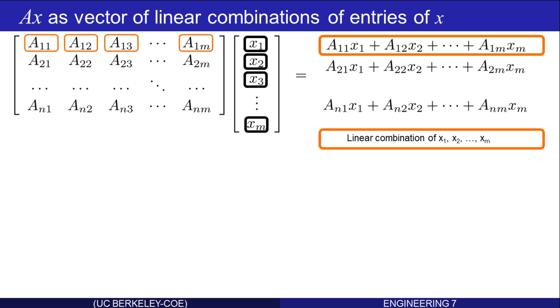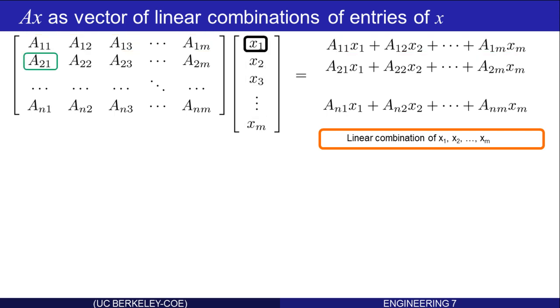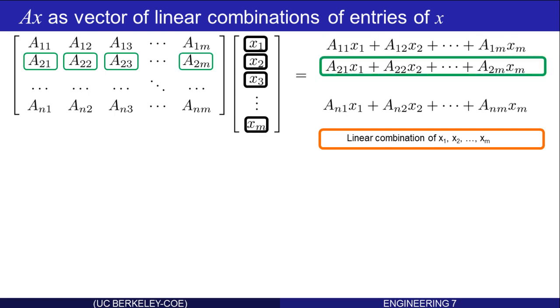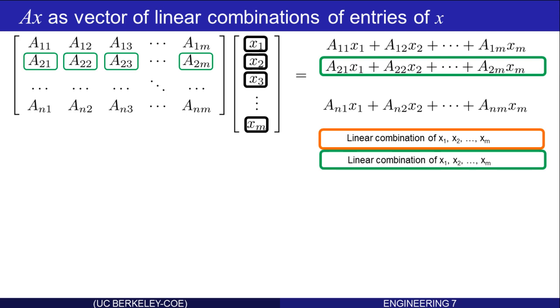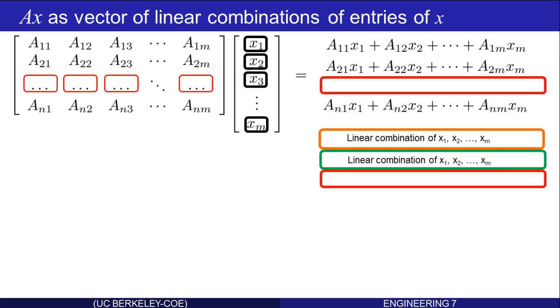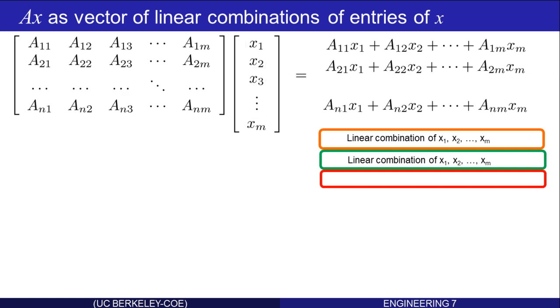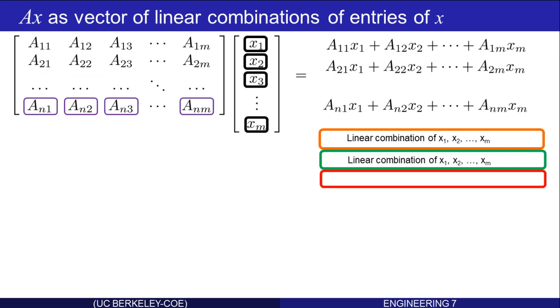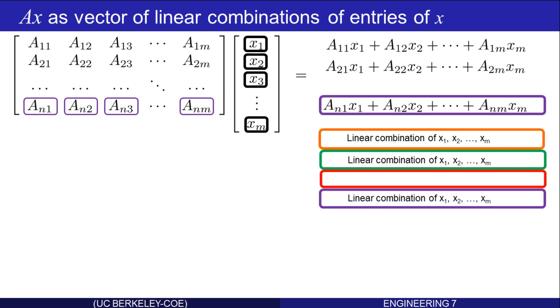How about the second entry of AX? A21x1, A22x2, A23x3, A2mxm, and that's the second entry. Also a linear combination of the entries of X. Any arbitrary row, follow the same procedure, and you'll get a linear combination of the entries of X. Finally, the last row, an1x1, an2x2, an3x3, anmxm, there's the summation, a linear combination of the entries of X.